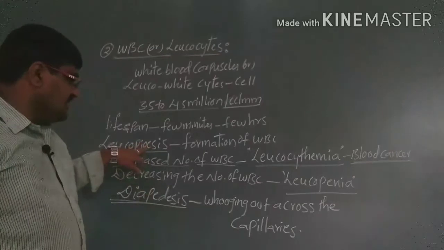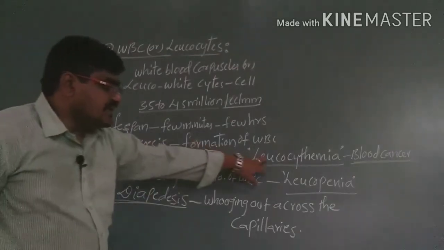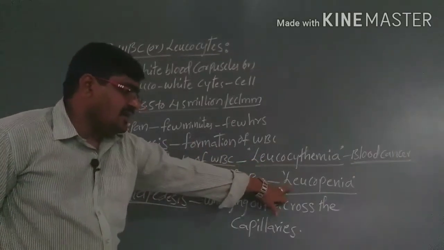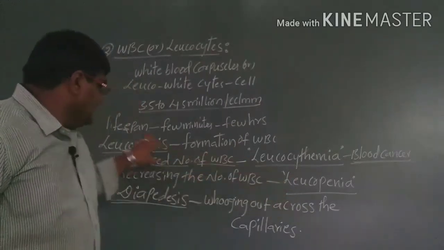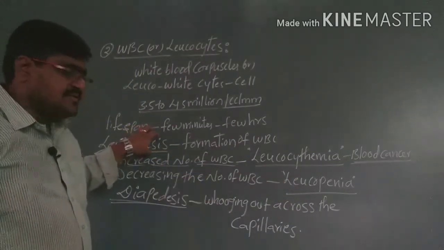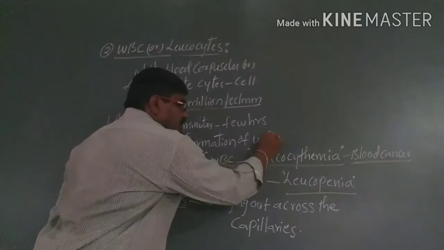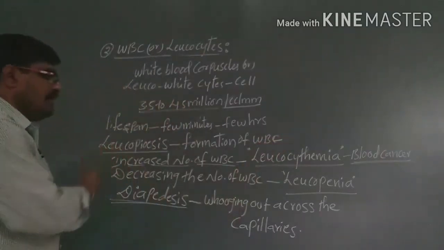And increasing the number we call leukocytosis, and decreasing we call leukopenia, and increasing the formation of WBCs we call leukopoiesis.